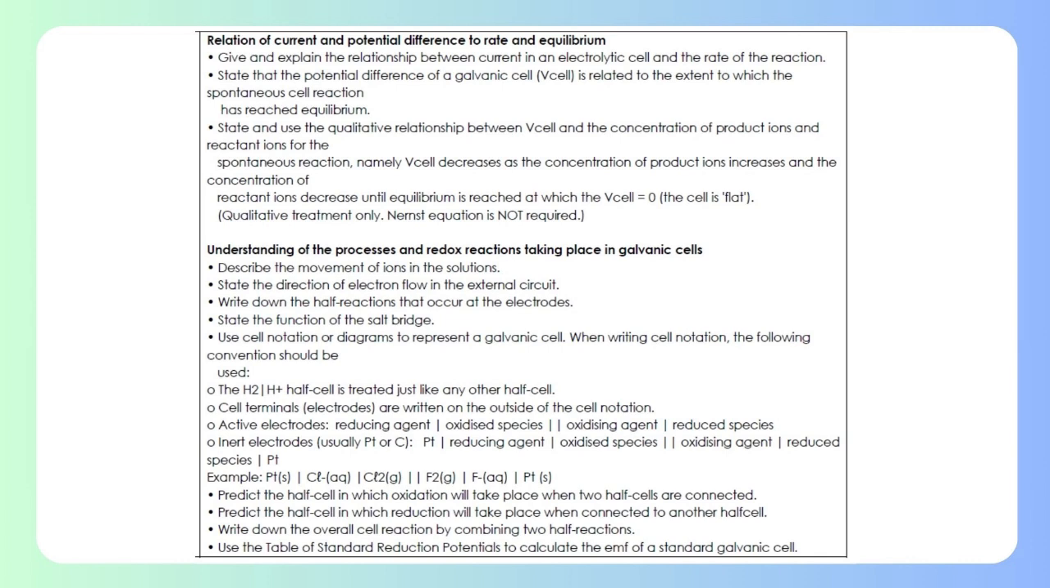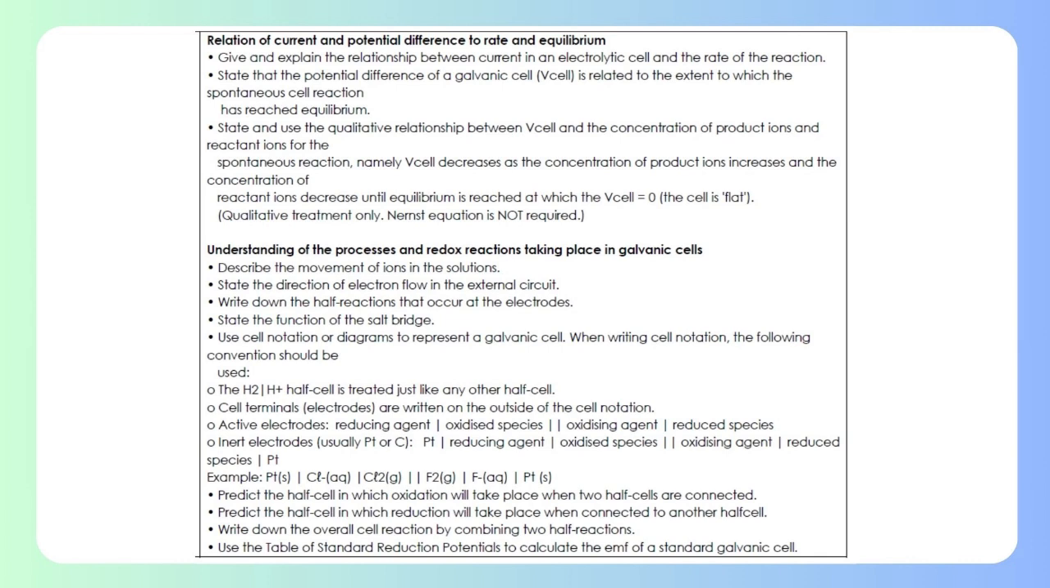When writing cell notation, the following convention should be used. The H2/H+ half cell is treated just like any other half cell. Cell terminals, electrodes, are written on the outside of the cell notation. Active electrodes: reducing agent oxidizes species, oxidizing agent reduces species. Inert electrodes, usually Pt or C: reducing agent oxidizes species, oxidizing agent reduces species. Example: Pt(s) | Cl-(aq) | Cl2(g) || F2(g) | F-(aq) | Pt(s).